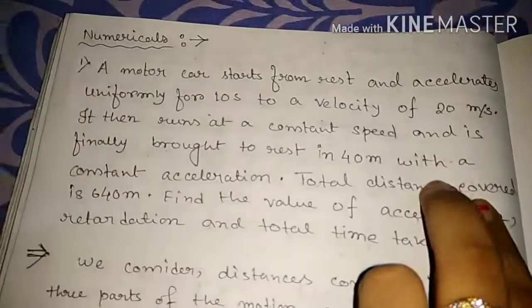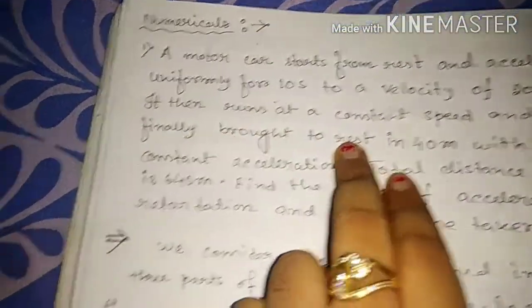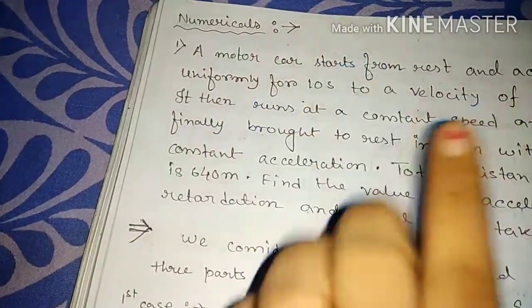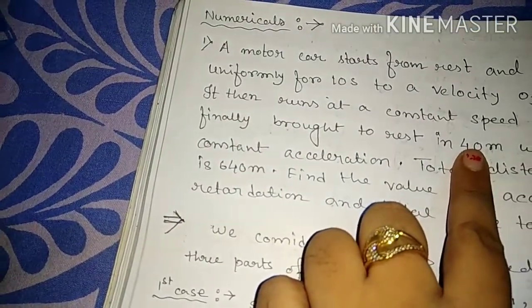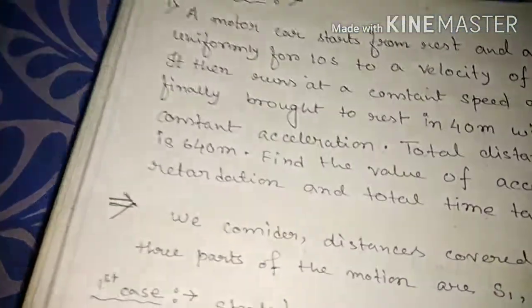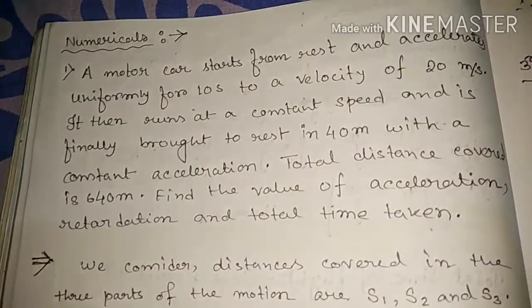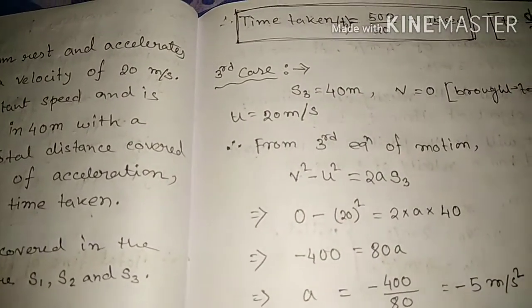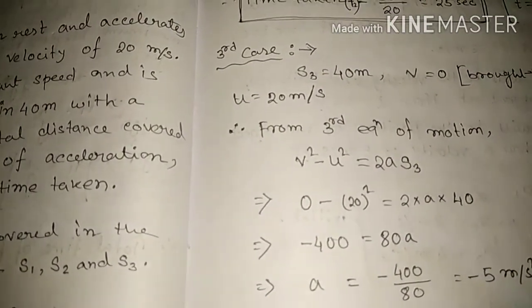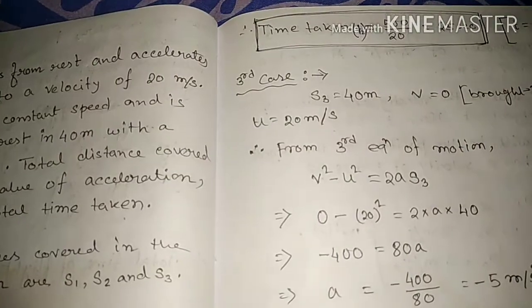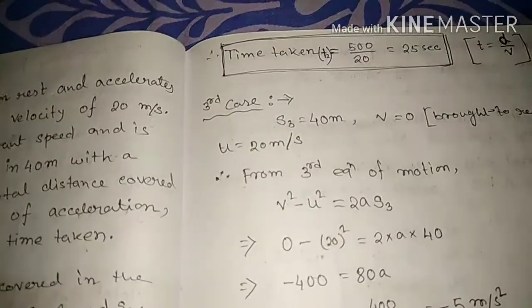Now the third case: it is finally brought to rest in 40 meter. Brought to rest means the final velocity is 0. s3 equals to 40 meter, with a constant acceleration. Now in this third case, what we have: s3 equals to 40 meter, v equals to 0 and u equals to 20 meter per second, because the speed is the same. Here no mention is there of a change.